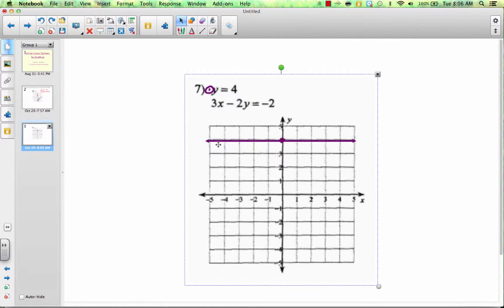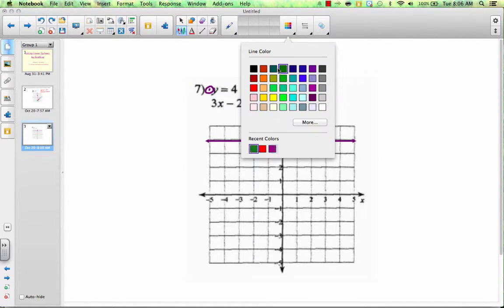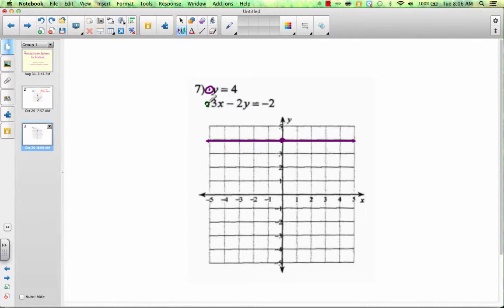Okay, so here we have the line y equals 4, a horizontal line through the point where y is 4. Now let's go ahead and graph the second one. We're going to use green again for this one. Okay, but I cannot quite graph it yet until I put it into y equals mx plus b form. So maybe we'll do it over here actually.